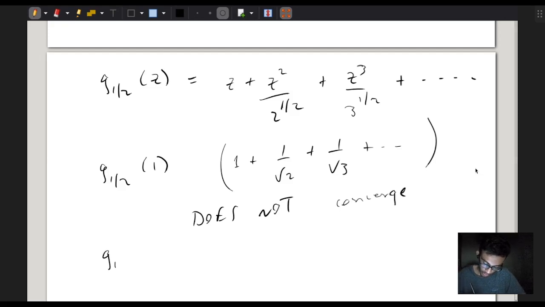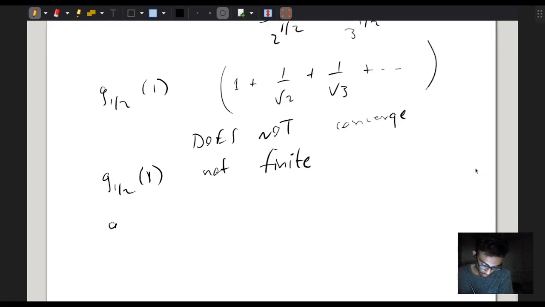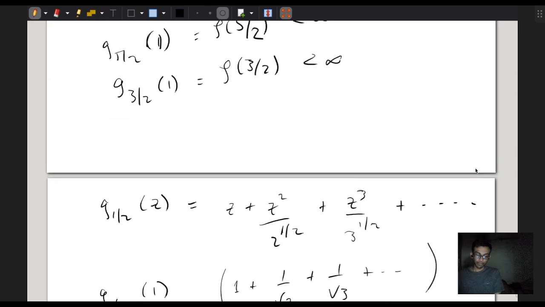So G 1 by 2 of 1 is not finite. So it blows up. Another way of saying this is G 1 by 2 of Z goes to infinity as you take Z to 1. So near the critical point, this quantity blows up.